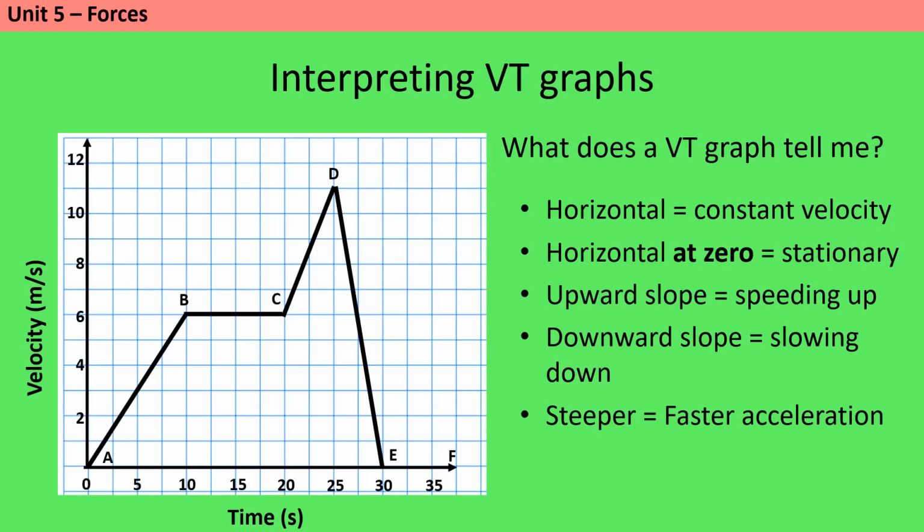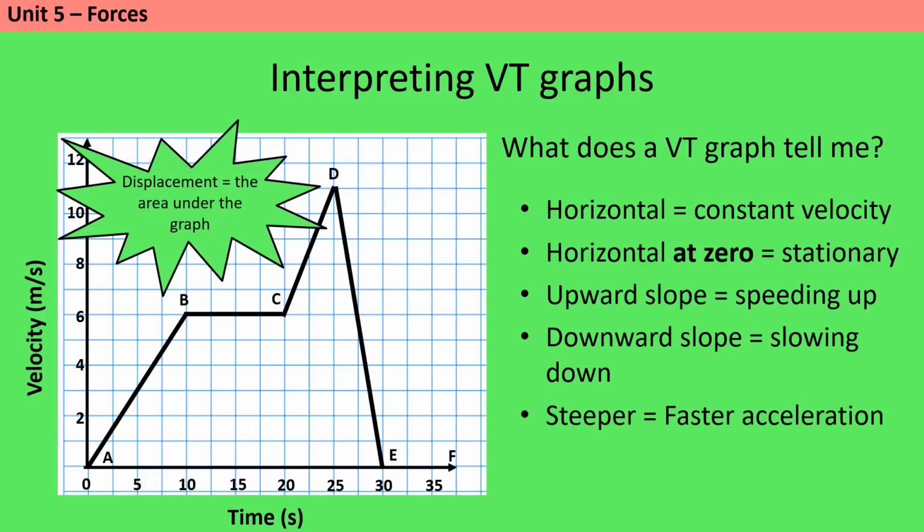If the line is sloping upwards, this tells me that the object has positive acceleration and is speeding up. And if it's sloping downwards, then the object is slowing down. The steeper that slope is, the faster the acceleration. So I can say that from point C to D, the object is accelerating more quickly than it is accelerating from A to B. If I want to calculate how far the object has travelled, then I need to calculate the area under the graph. And I can do this using just my normal maths skills of working out the areas of rectangles and triangles.